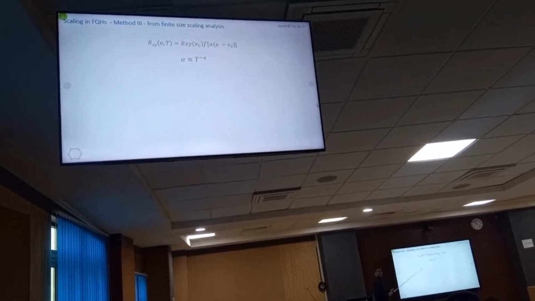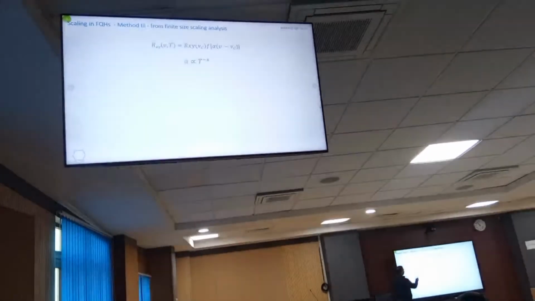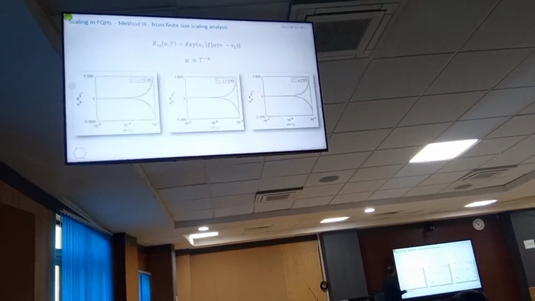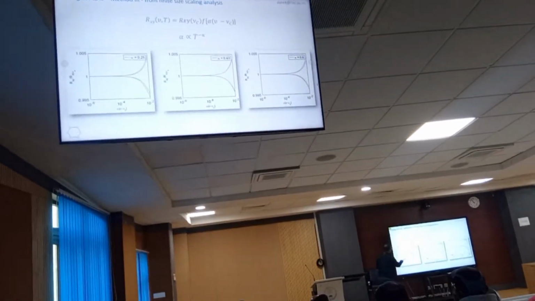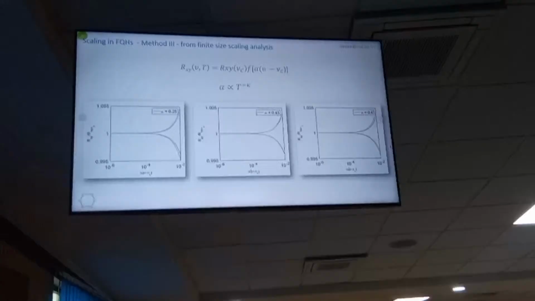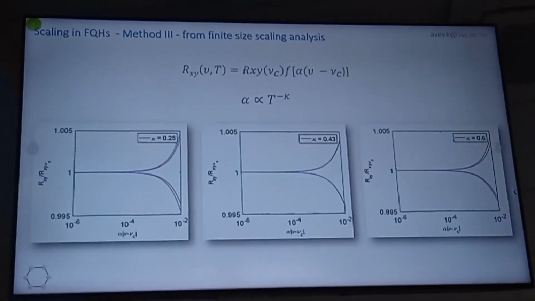The third thing which you can do is you can try a finite size scaling method. So you take all your data, Rxy, which you measure at different temperatures, different magnetic fields, and then you try to collapse them on top of each other by varying this parameter kappa. And then you try to see where your collapse is the best. But visually it's not a very good idea.